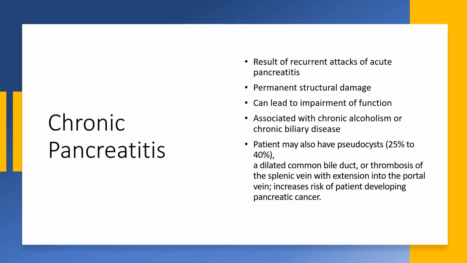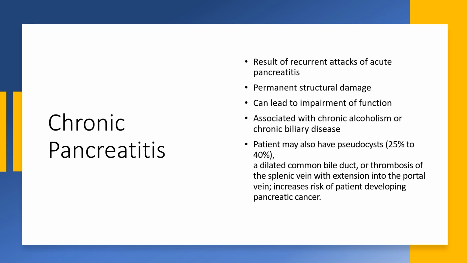There's usually permanent structural damage with chronic pancreatitis, and it's going to be damage to that parenchyma, so they're always going to have a heterogeneous texture to their pancreas. Okay, it's usually associated with chronic alcoholism or chronic biliary disease. So if someone has known gallstones and they've refused surgery, or they've passed several gallstones, they're more likely to have chronic pancreatitis.